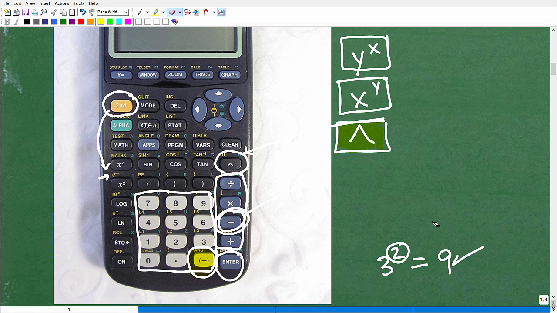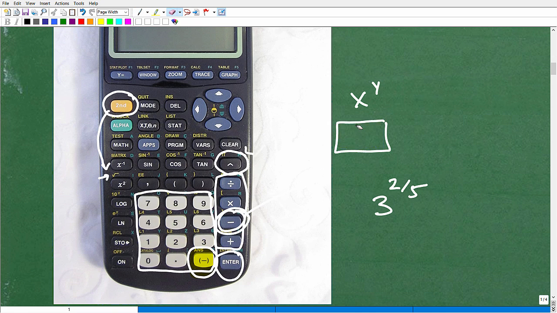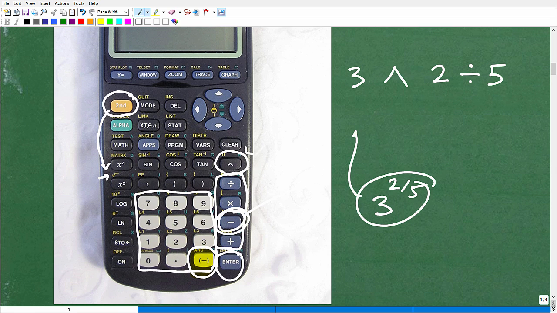Now, let's talk about where students make a lot of mistakes with this function. What if I wanted to go 3 to the 2/5 power? So how would I do that? Most of you out there would be like, okay, now you just taught me about this button. When you go, here, let me write this. When you go 3 caret 2 divided by 5, is this not the same as that?